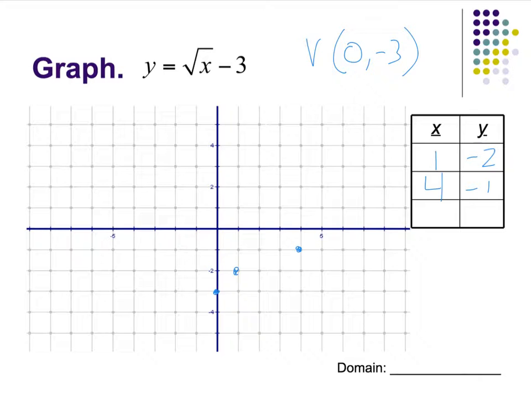I can continue on. My next perfect square would be 9. The square root of 9 is 3. 3 minus 3 is 0. So now I'm looking all the way over here, and I think this would be 9, 0.